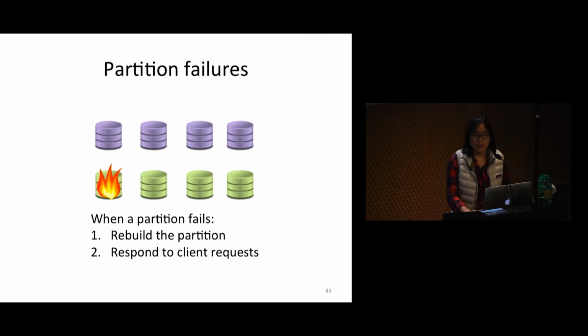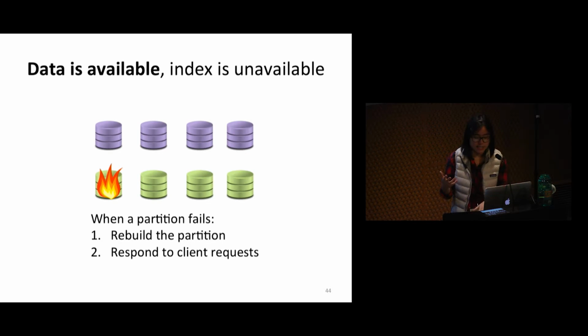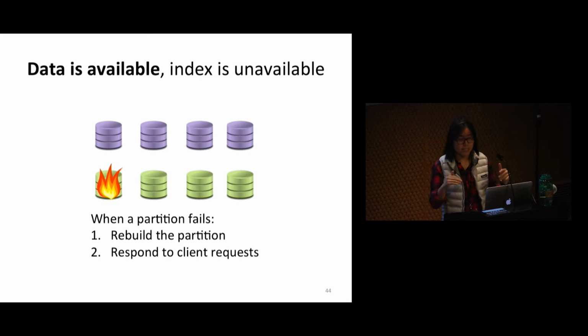The key thing to observe is that the data is available, but the index is unavailable. That's the whole idea behind a replex. All replexes are data replicas, so your data exists somewhere in the purple partitions, but you have no idea where it is because your indexing information was in this green partition that you've just lost. So the question is, how do we find this data if this index is unavailable?